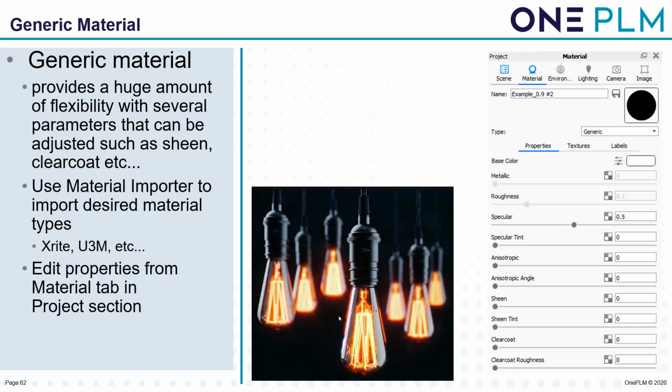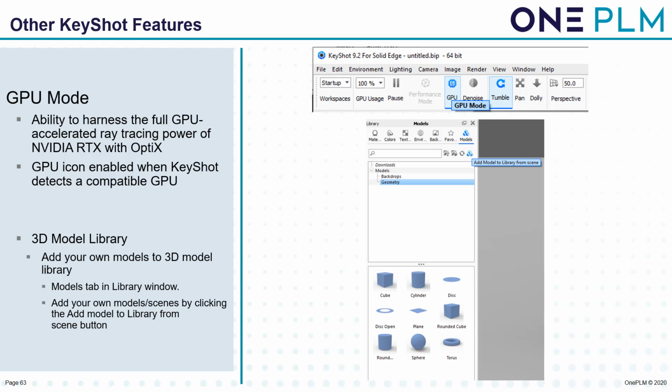We've got some additional generic materials. So we've got a huge amount of flexibility with several parameters that can be adjusted, such as sheen, clear coat. We can use material importer to import desired material types. And we can edit properties from the material tab in the product section if we need to for those materials.